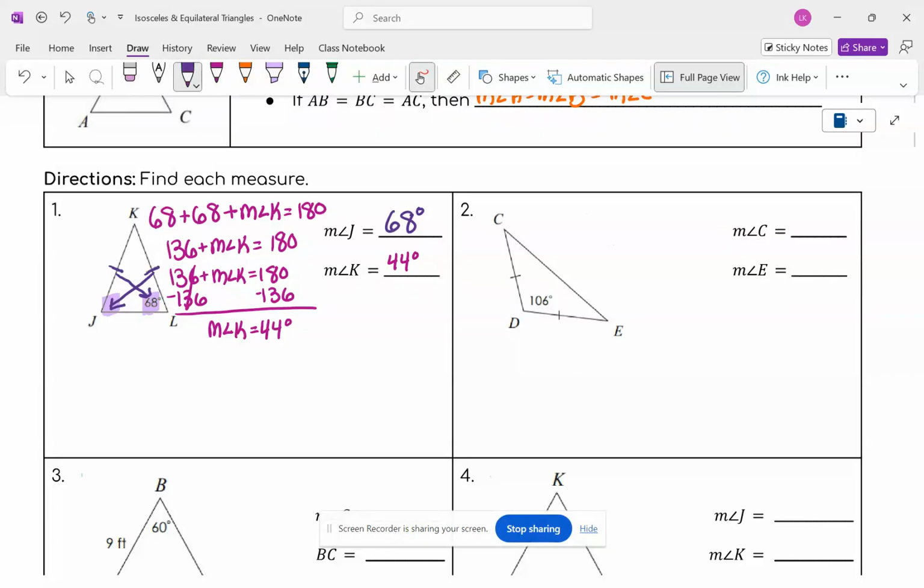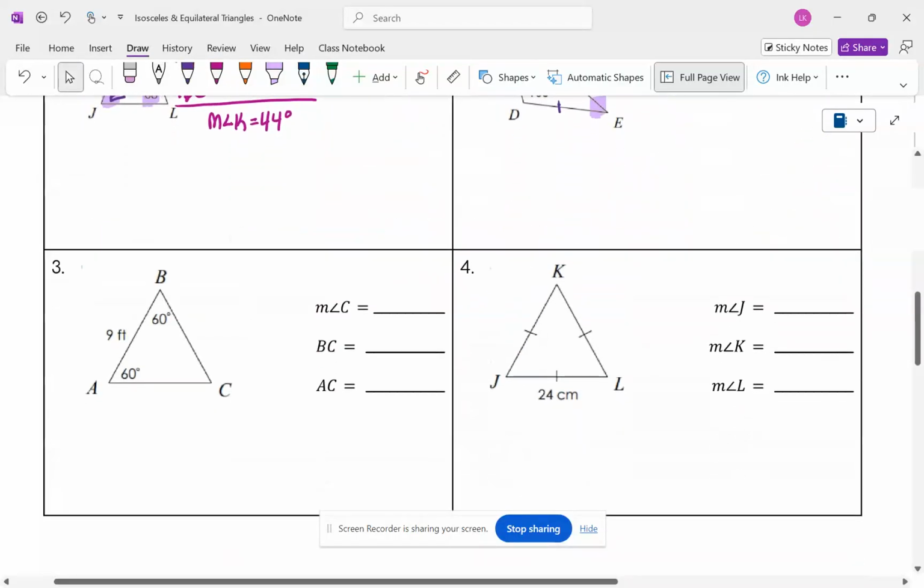In number 2, you're still dealing with an isosceles triangle. Those two sides are congruent. Therefore, the two angles that you don't know anything about, C and E, are also congruent. So we know that because C and E are the same, in order to find this, we need to do 180 minus 106, which leaves you with 74 degrees. And then because angle C and angle E are congruent, that's the same thing as saying 74 divided by 2, or 37 degrees. And you're done.